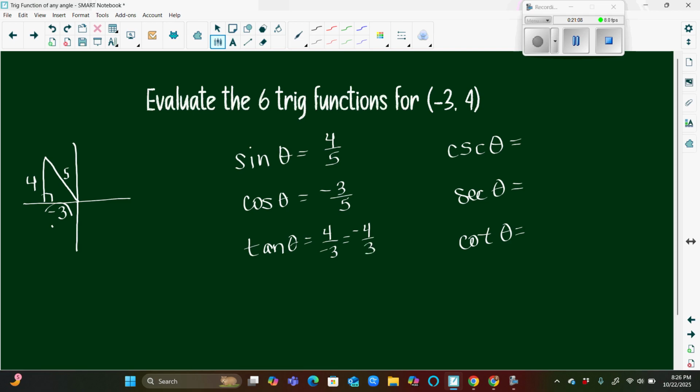And now we just take the reciprocals. So cosecant, reciprocal of sine, which is going to be 5 over 4. Secant, reciprocal of cosine, which will be negative 5 over 3. And cotan, the reciprocal of tan, which is going to be negative 3 over 4. And there you have it, trig values of any angle.